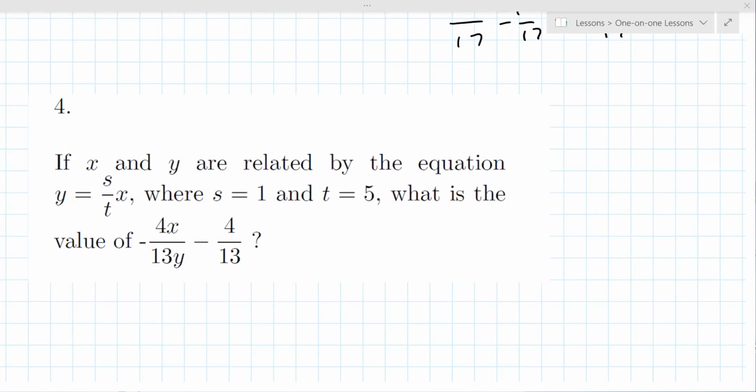I got negative 24 over 13. Okay, that is one of the answers, so that's a good start. And let me grab the answer here. That is correct. Oh, good. Great, nicely done. All right, so we're doing really well.